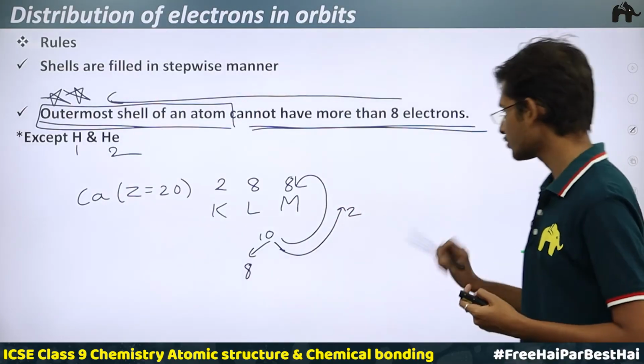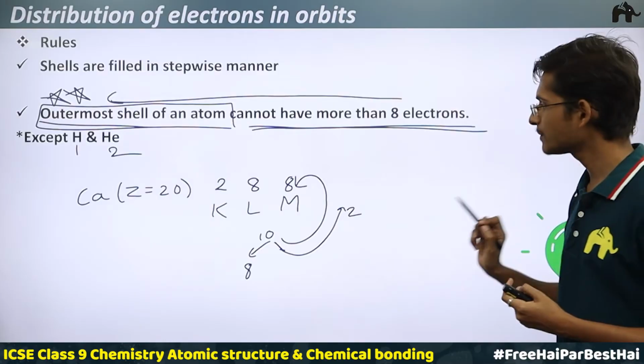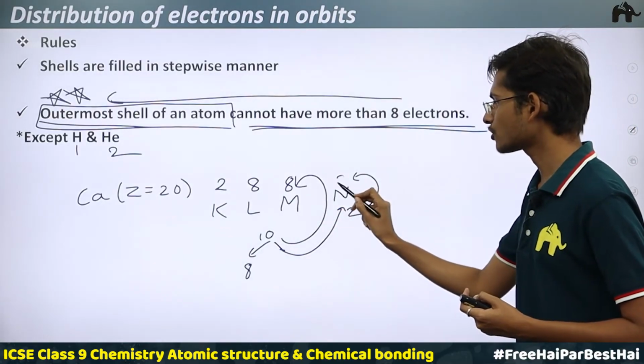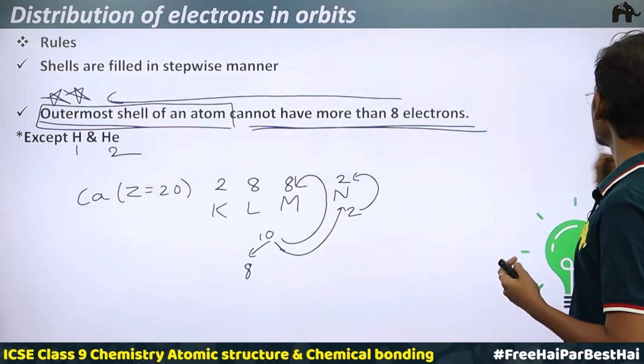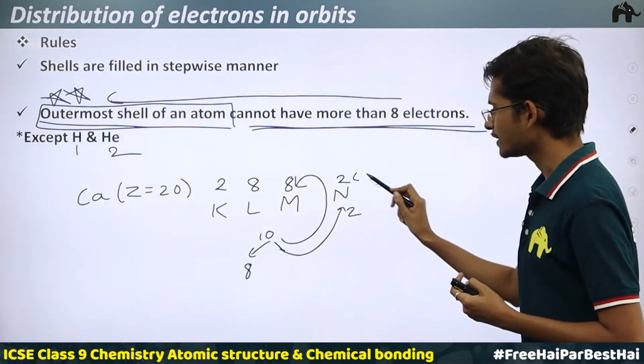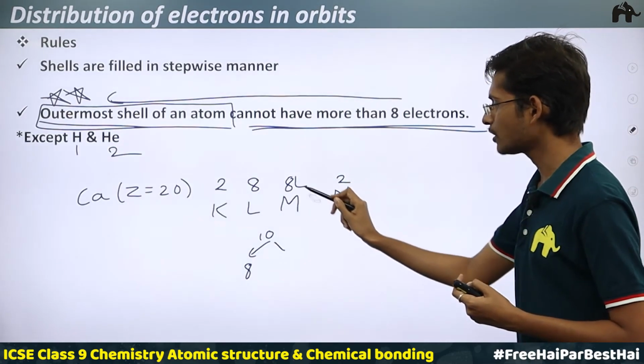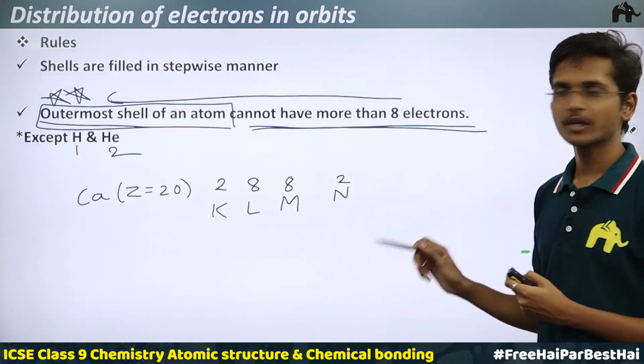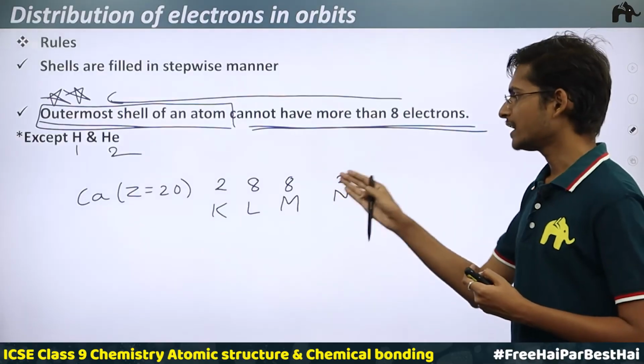Here in the M shell I would give 8 electrons. Okay, so now what is remaining? 2 electrons are remaining. K, L, M, and then it's N. So I would just give 2 electrons to the N. So this would be the electronic configuration for the calcium atom in terms of the shells: 2, 8, 8, 2.